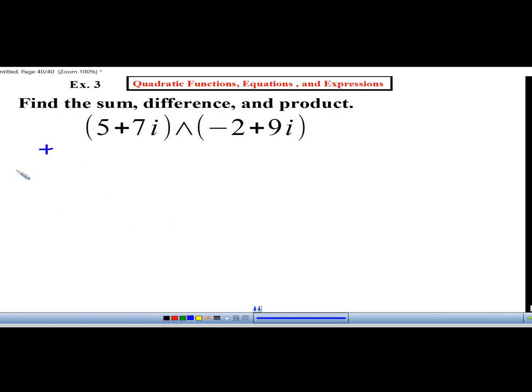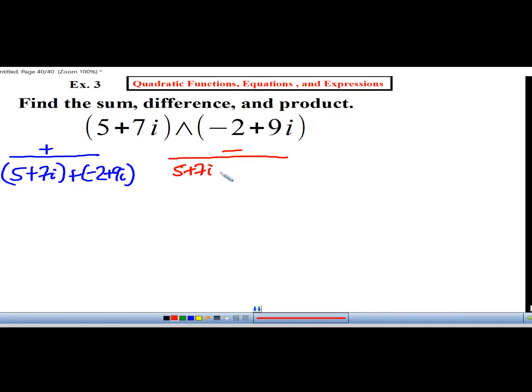For the sum, I'm going to write 5 plus 7i plus negative 2 plus 9i. For difference, I'm going to write minus. We got 5 plus 7i, parentheses, minus, parentheses, negative 2 plus 9i. For the product, I'm going to write 5 plus 7i times negative 2 plus 9i. All right, let's see if we got our processes down.